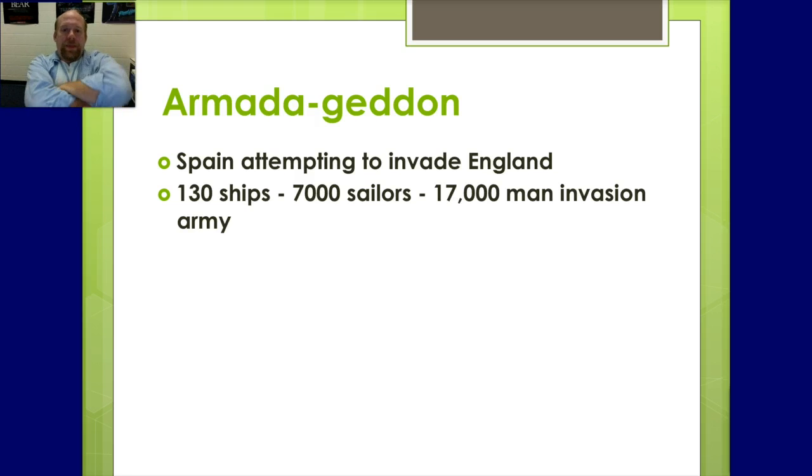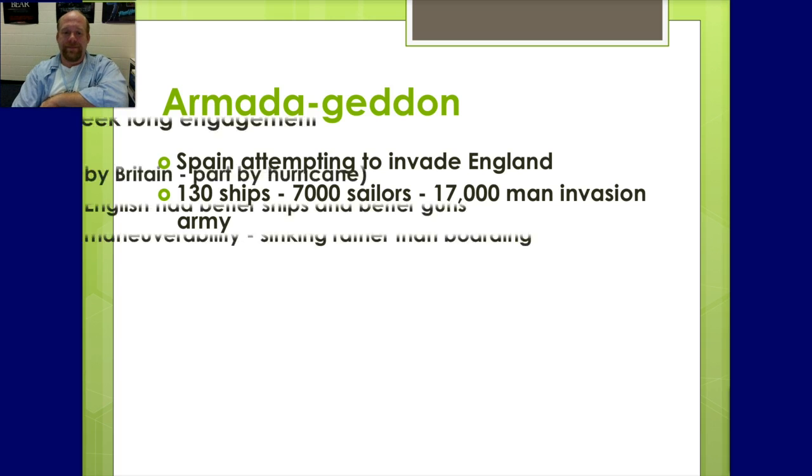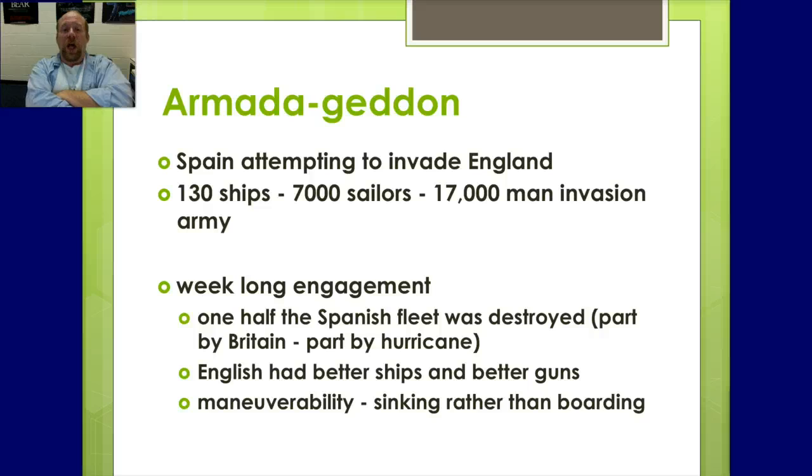Okay. Armageddon. Spain was not too happy with what was going on with England, so they tried to invade England. They sent 130 ships, over 7,000 sailors, and a 17,000-man invasion army. You think that's pretty good, right? You think Spain's got a pretty decent chance? It was a week-long engagement. About half of the Spanish Armada was destroyed. It helped that a hurricane went through, but the Brits fought off the other half.